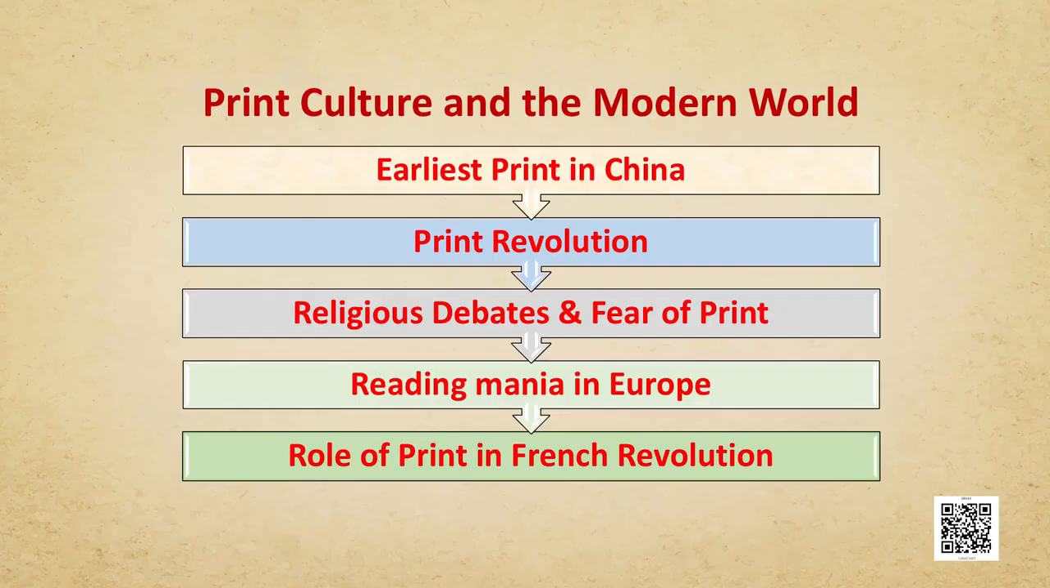Hello learners, today we will learn about class 10 history chapter 5, Print Culture and the Modern World. We will divide this chapter in two parts. Today we will discuss part 1, and the main themes of part 1 would be the earliest print in China. In this we will see how print developed in China, Japan and Korea.